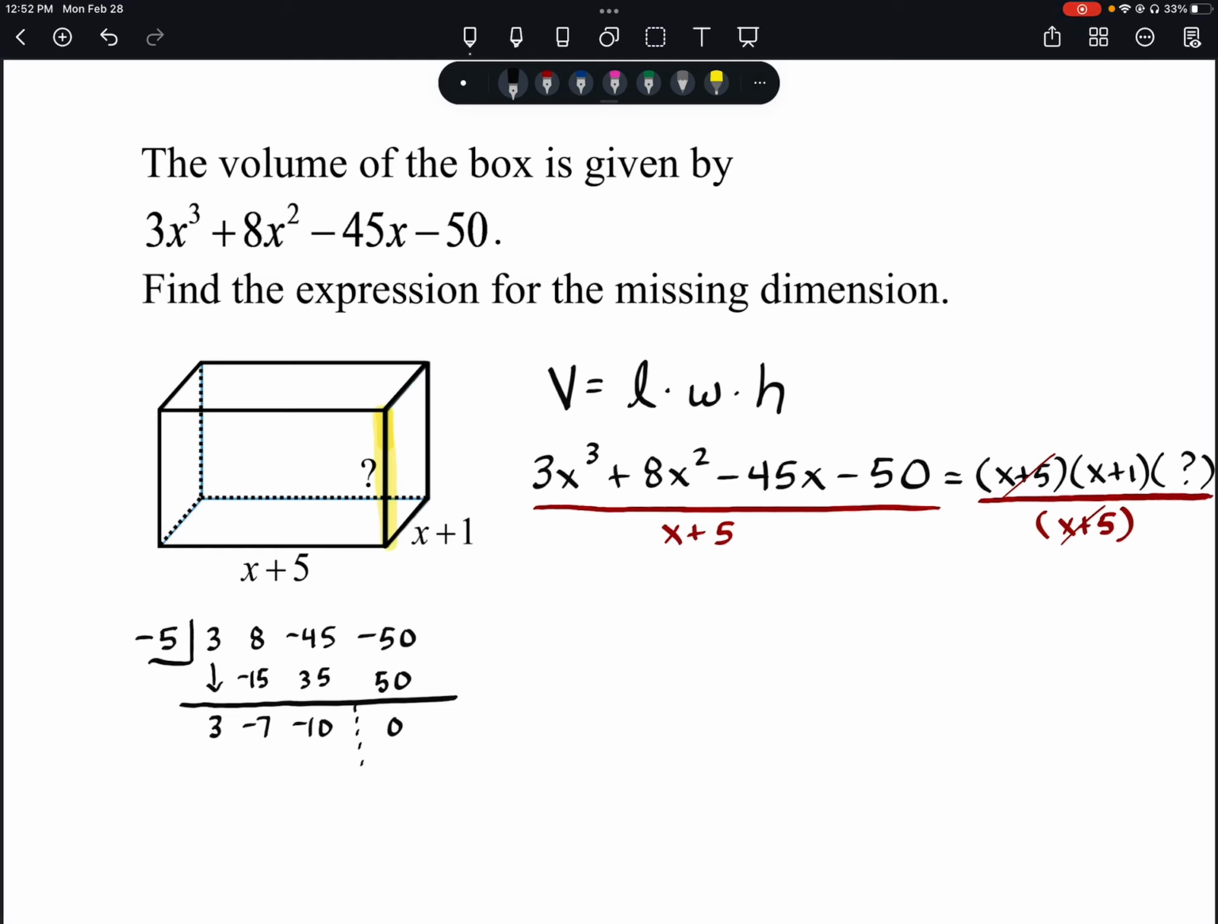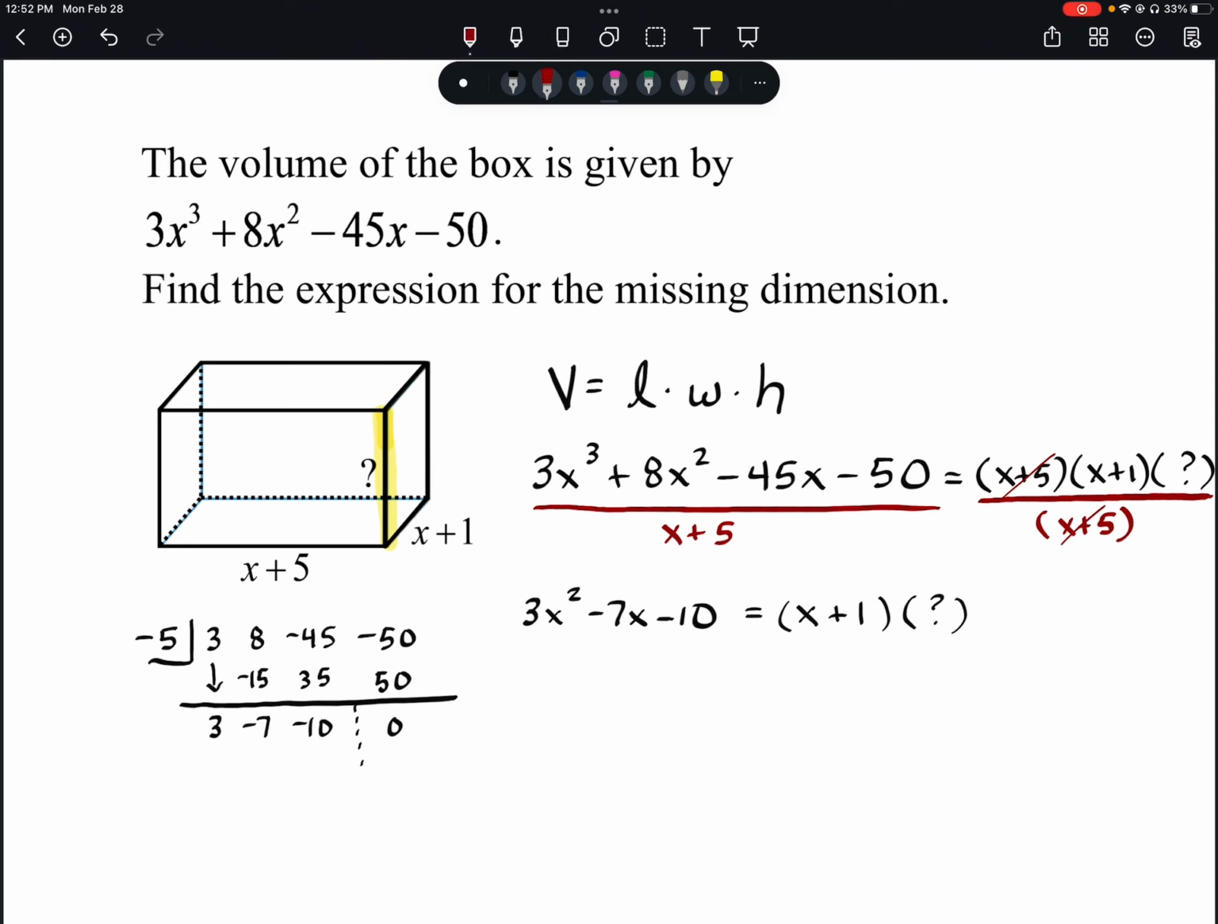And remember, if we know that x plus 5 is a factor, you should definitely get a remainder of 0. If you don't get a remainder of 0, you may have done something wrong. So this turns this side into 3x squared minus 7x minus 10 left over there, after we've divided. Now that still equals x plus 1 times our unknown polynomial. I put an h there. We could call it h, that's fine, but I'm calling it question mark.